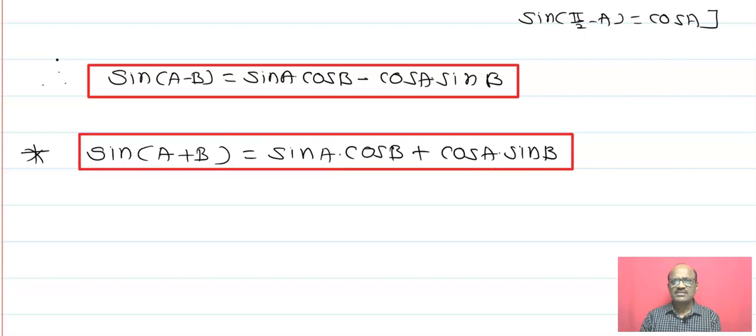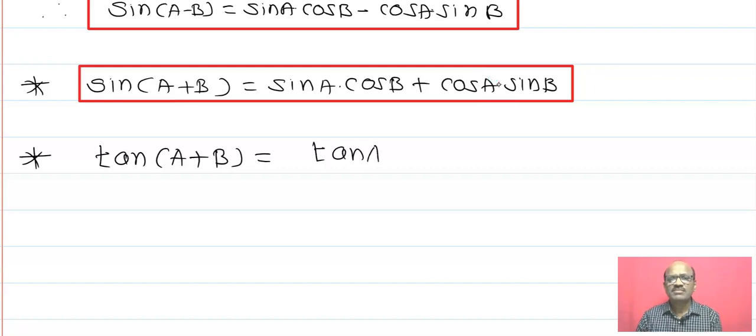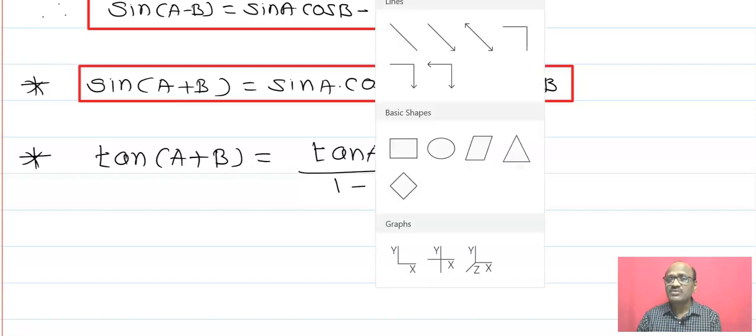Now see this, sine of a plus b is equal to sine a cos b plus cos a sine b. Now the next is tan of a plus b. Again this is very interesting. Now you know sine of a plus b and cos of a plus b, and therefore it is written in this manner, that is tan a plus tan b upon 1 minus tan a into tan b.